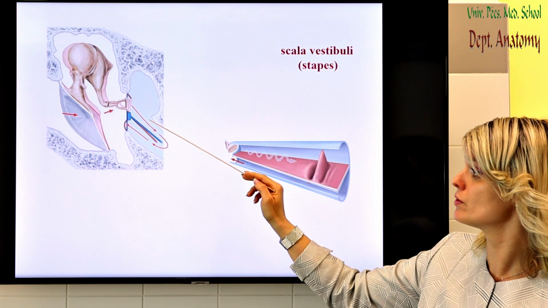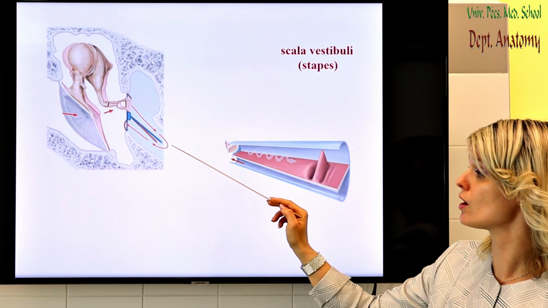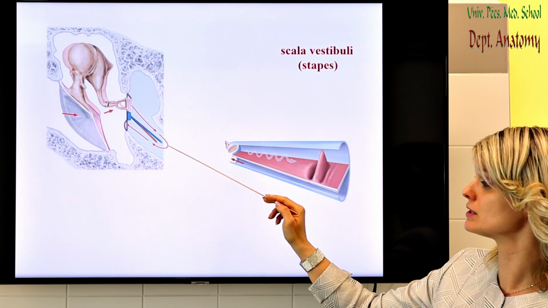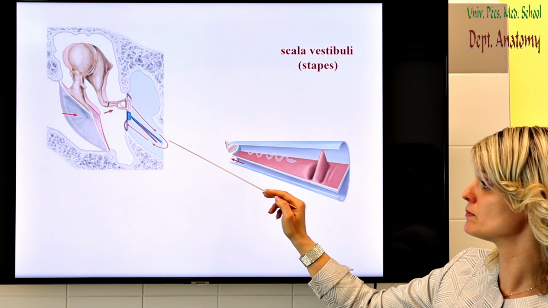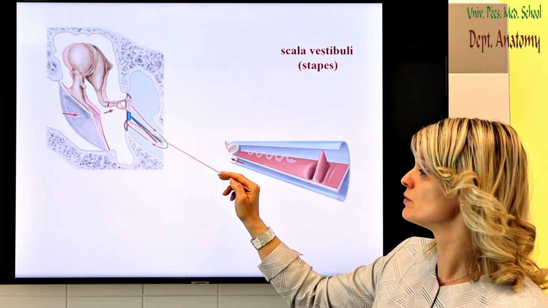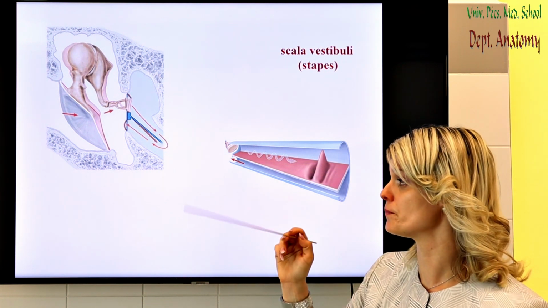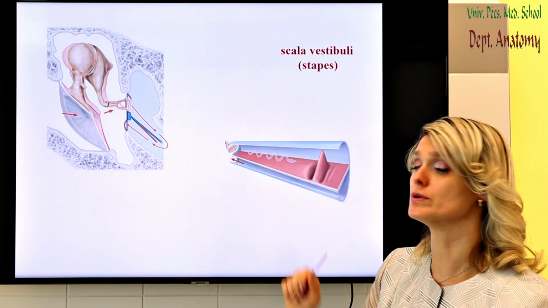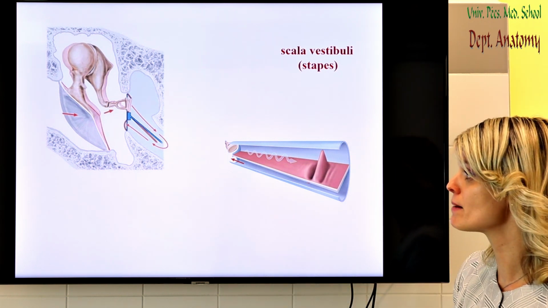These waves are going up towards the cupola of the cochlea, and at the helicotrema they will turn back to the scala tympani, and there the waves are absorbed within the secondary tympanic membrane.